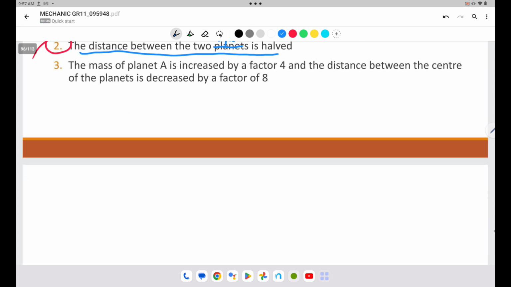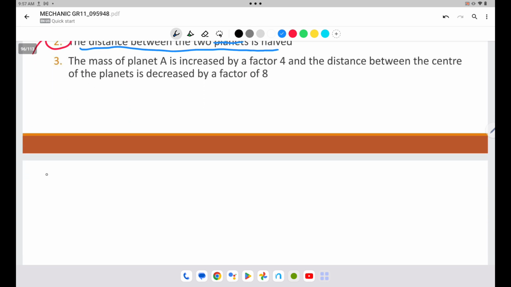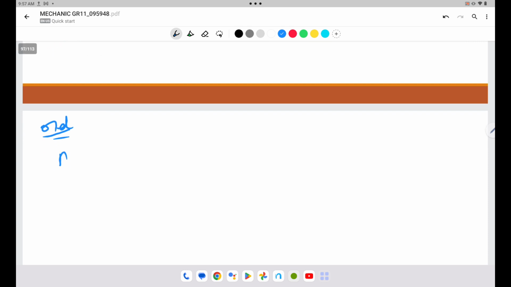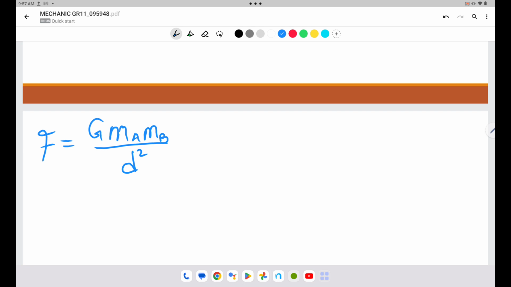So in the first scenario, the original scenario, we had object A with mass ma. That's the name we gave to the mass. And we were told that the gravitational force that they exert on each other is F. So F is equal to G ma mb. We were told that the distance between their centers was d, so we have d squared.